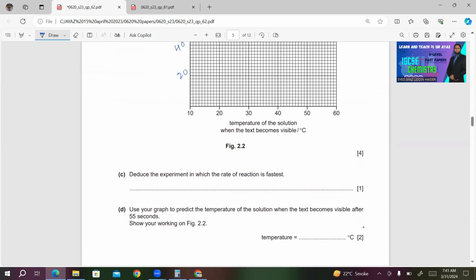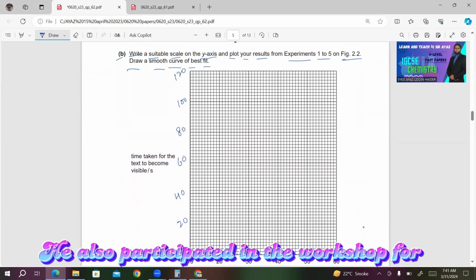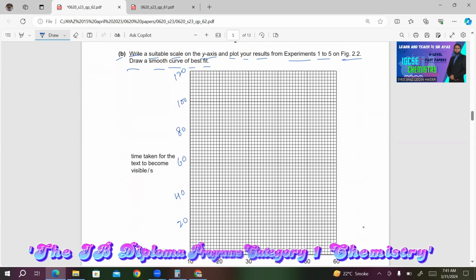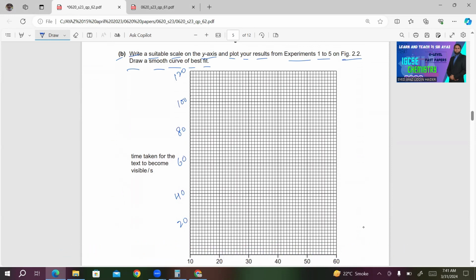So 20.5 degrees centigrade. Here's 20.5, 116. So it must be between 120 and 100. So we have 1, 2, 3, 4, 5. So it must be 110, 112, 114, 116. 116 must be coming here. So this is the first dot.